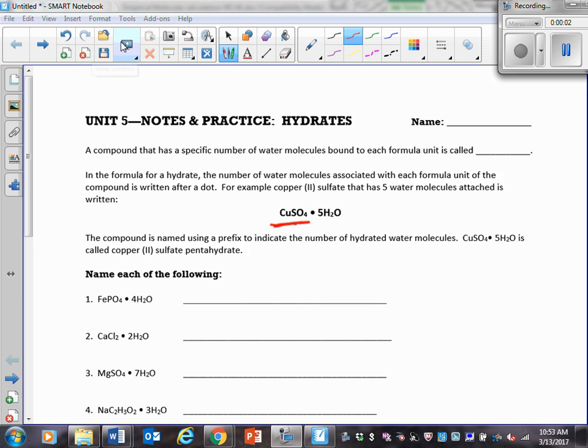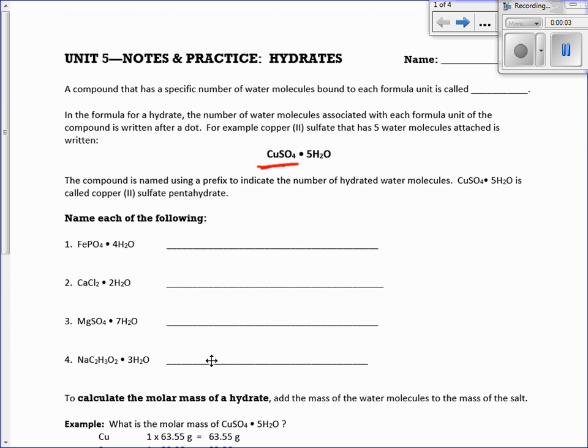Naming the hydrates. We're going to name them the same way. Looking here, sulfate's a -2. Because copper is a multiple oxidation metal, we know it's going to have more than one kind of charge. We need to figure out its charge. If it's a 1-to-1 relationship there, what does the copper's charge need to be? This needs to be a +2.